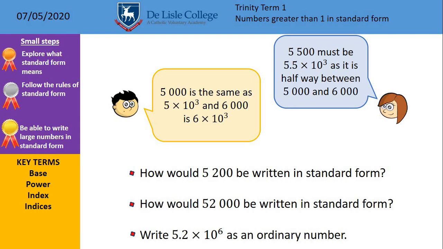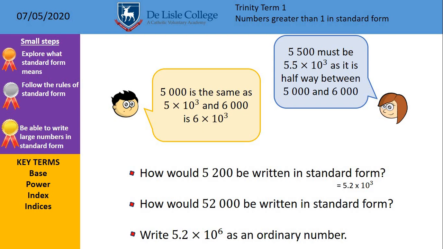Okay, and then the girl has then come in suggesting that 5,500, knowing it's midway between 5,000 and 6,000, therefore would be 5.5 times 10 to the 3. Okay, so hopefully again this is just some recognition that you're seeing the pattern that's emerging here. So how would 5,200 be written in standard form? We would be looking here then for 5.2 as our starting point times 10 to the power of 3.